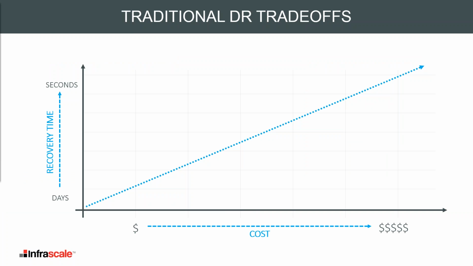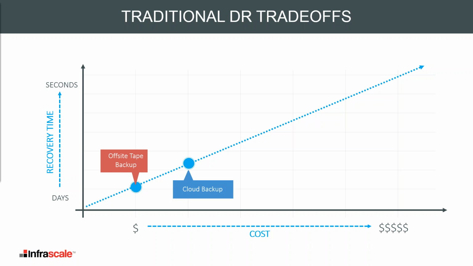So, traditional disaster recovery, the history of DR invariably means trade-offs. So on one end of the spectrum, you have tape, which is very cheap, but it takes days to recover. So of course, along the bottom, we have cost. So offsite tape backup is the cheapest option. Along the side then, recovery time, or RTO. So the recovery time objective, it takes days to recover with tape.